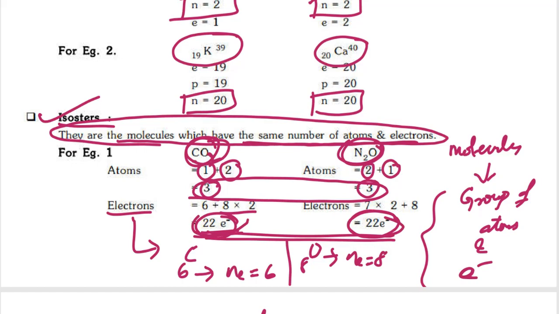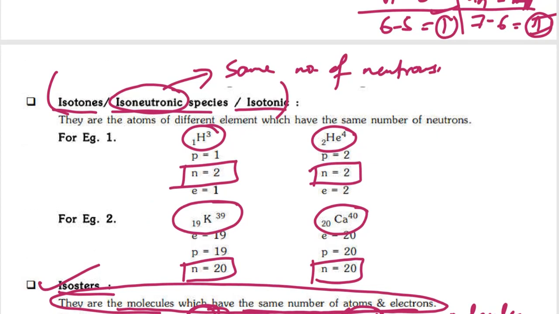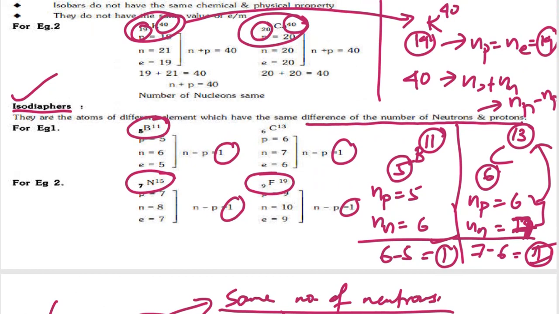एटम सेम है एंड नंबर ऑफ इलेक्ट्रॉन्स भी सेम है, ठीक है, दे आर कॉल्ड एज आइसोस्टर्स. आइसोटोन्स, एज अ नेम इंप्लाइज, सेम नंबर ऑफ न्यूट्रॉन्स. इस केस में देखिए ट्रिटियम में n = 2, हीलियम में भी n = 2, पोटेशियम में n = 20, कैल्शियम में भी n = 20, इसलिए उन लोग को आइसोटोन्स बोलते हैं. आइसोडायफर्स, यहाँ पे सेम डिफरेंस ऑफ द नंबर ऑफ न्यूट्रॉन्स एंड प्रोटॉन्स, प्रोटॉन्स एंड न्यूट्रॉन्स का डिफरेंस सेम है.